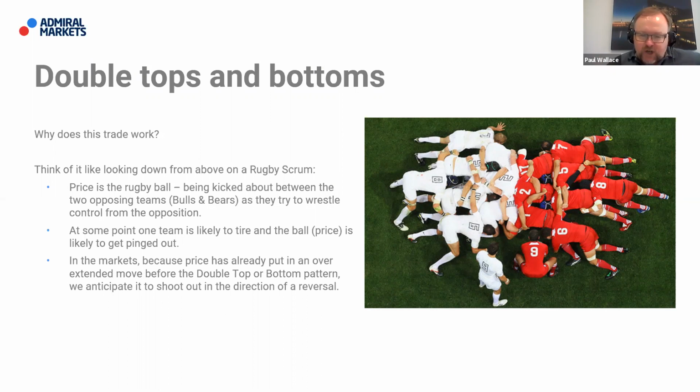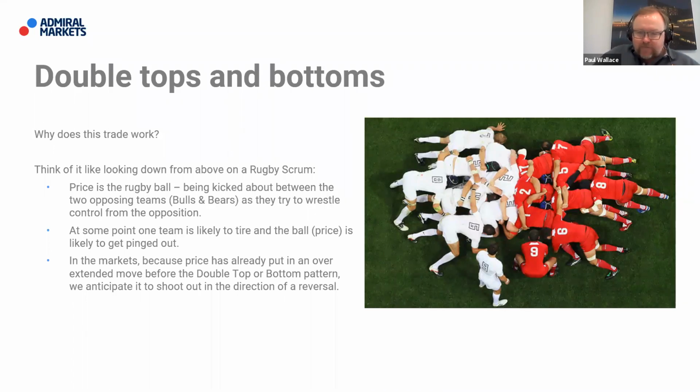As the scrum half puts the ball into the scrum, the ball gets knocked about left, right, and center between the two opposing teams as they try to wrestle to see who is the strongest. And it's a little bit like the markets. Price is getting knocked back and forth as the Bulls and the Bears fight it out to see who is more likely to win. At some point, one team is likely to tire, and the ball, or in our case price, is likely to get pinged out or move in a particular direction.